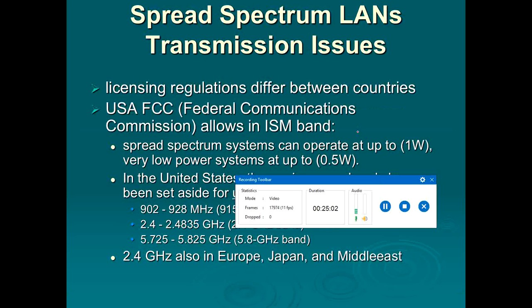Alright, moving ahead. Let's just talk about the spectrum transmission range.